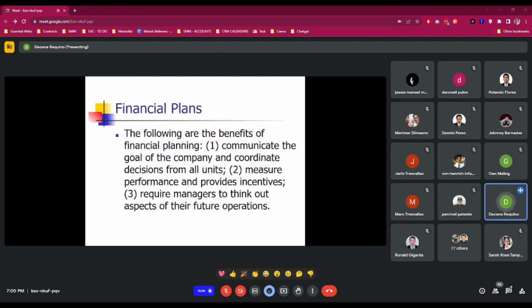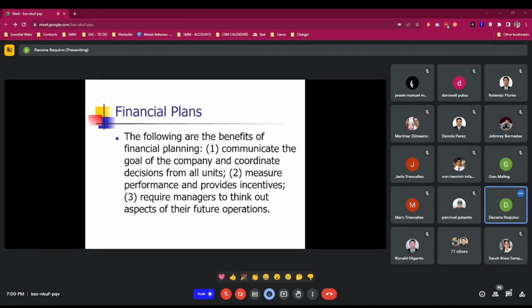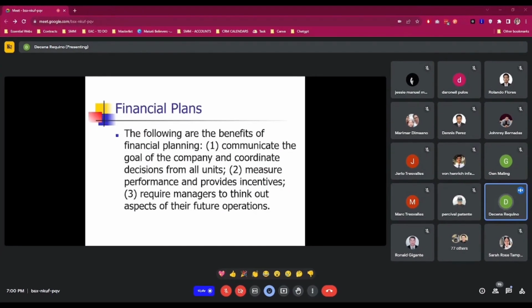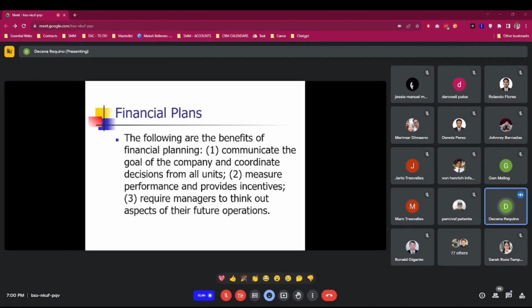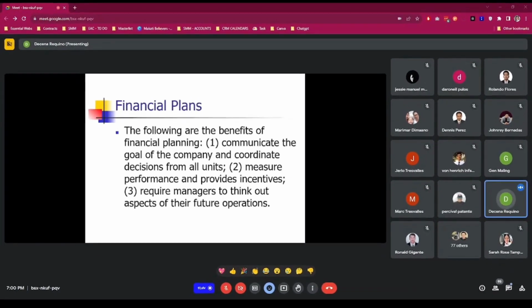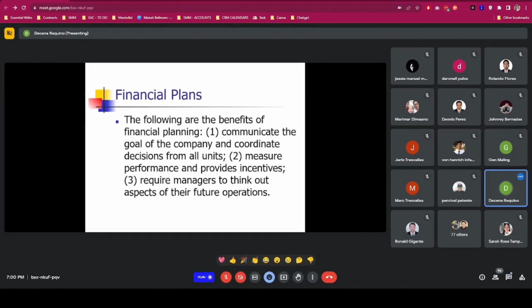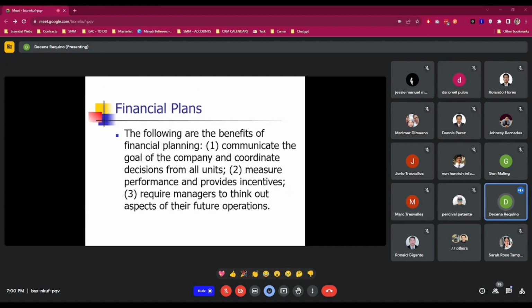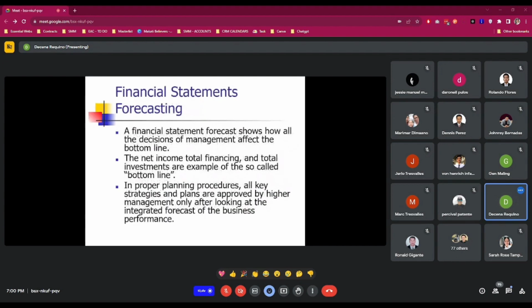The following are the benefits of financial planning. Number one, communicate the goal of the company and coordinate decisions from all the units. Measure performance and provide incentive, and require managers to think out aspects of their future operation.